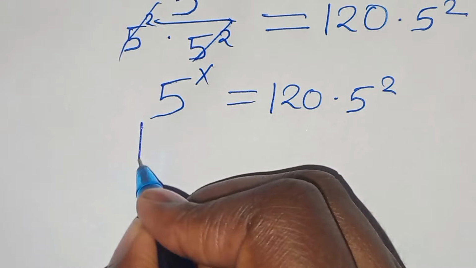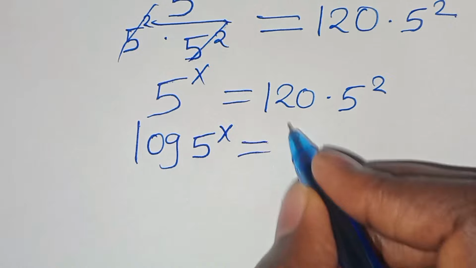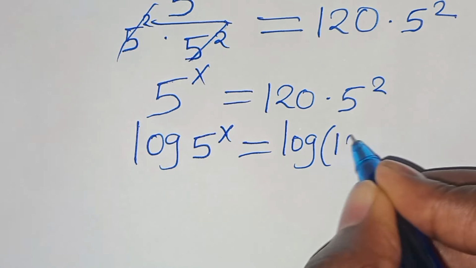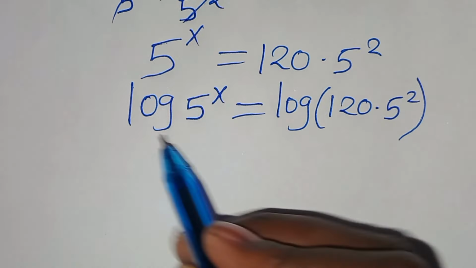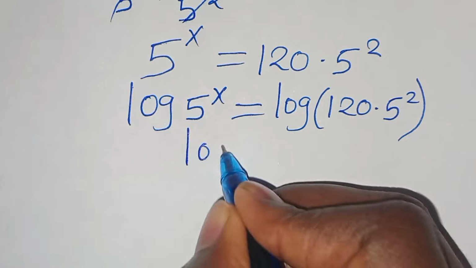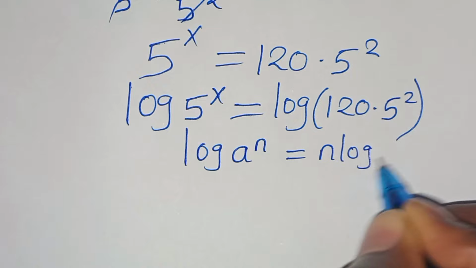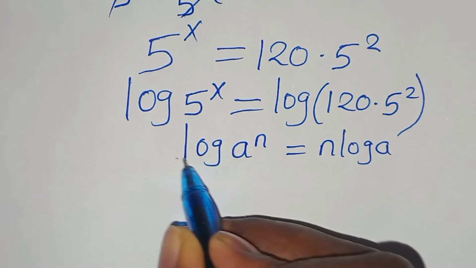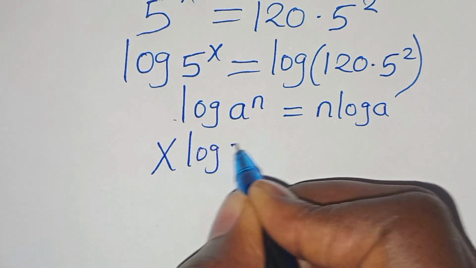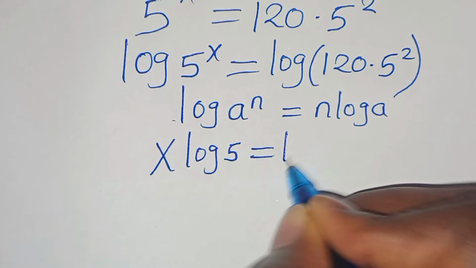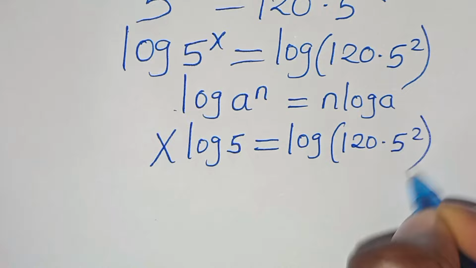To solve for x here, we introduce logarithm on both sides. We have log 5 to the power of x. This is equal to log 120 multiplied by 5 to the power of 2. Now, log 5 to the power of x, this is in the form of log a to the power of n, which we can express as n log a. Applying this power rule property, then log 5 to the power of x becomes x log 5. This is equal to log 120 multiplied by 5 to the power of 2.